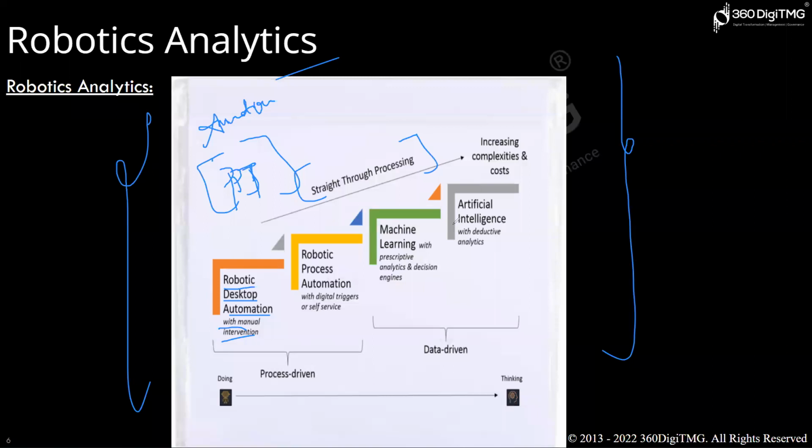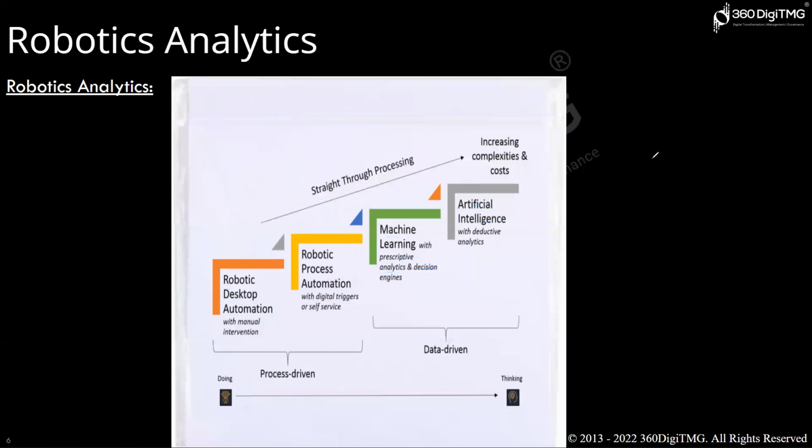The next thing we are going to see is machine learning, and how we are going to implement it: robotics with prescriptive analytics and decision engines. And we have artificial intelligence, which has predictive analytics. This processing is going to increase the complexity, and the costs as well. So you can see process driven and data driven: process driven is what we are doing, but the data driven will be machine learning and artificial intelligence. So this is all about robotic analytics.